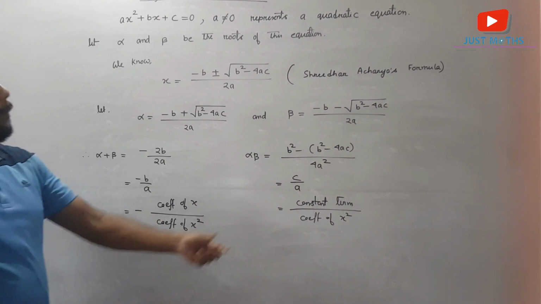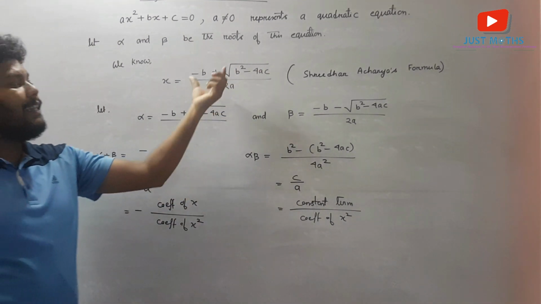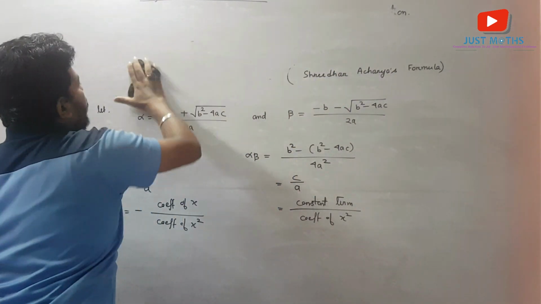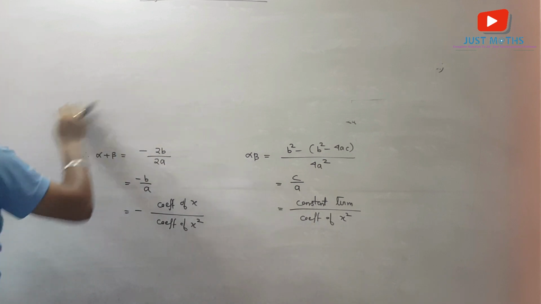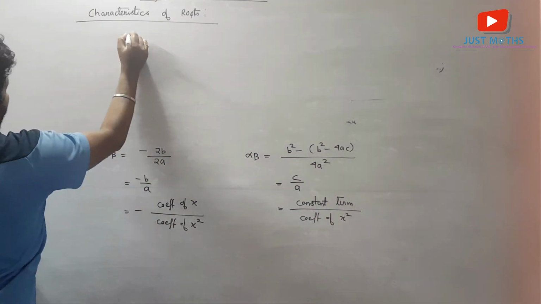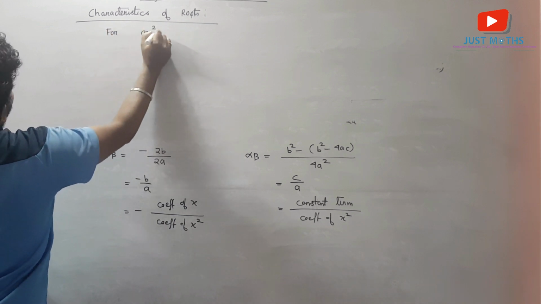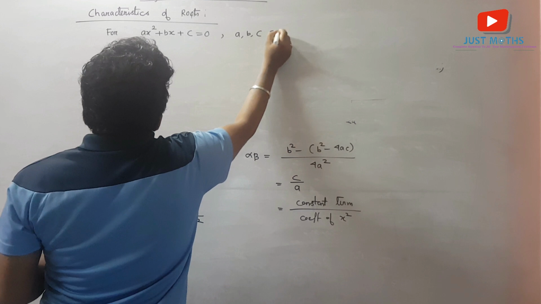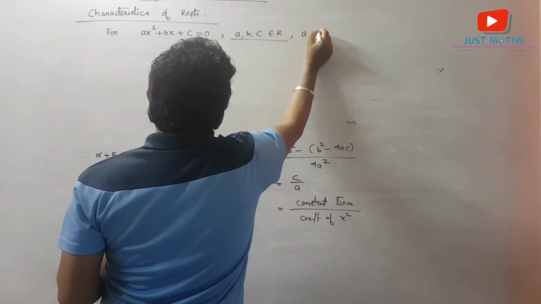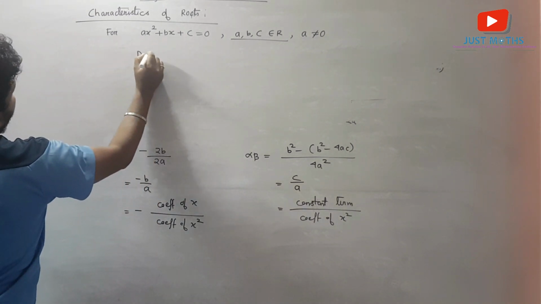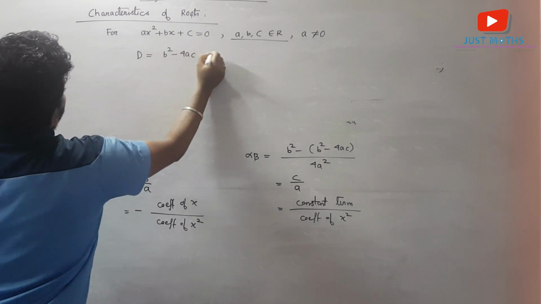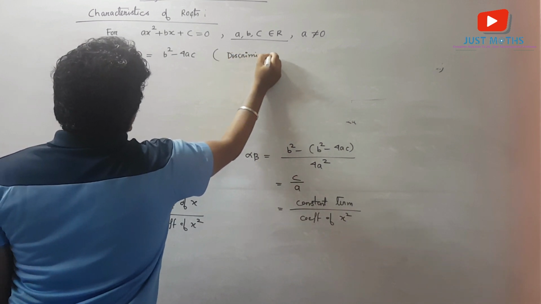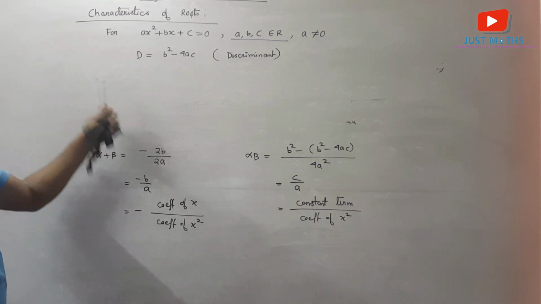Now what is b square minus 4ac? This is called the discriminant. Now we will study the characteristics of roots. For ax square plus bx plus c is equal to 0, where a, b, c belong to R, real numbers, and a is not equal to 0, the value D, that is b square minus 4ac, is called the discriminant. The characteristics of roots depend on this value.